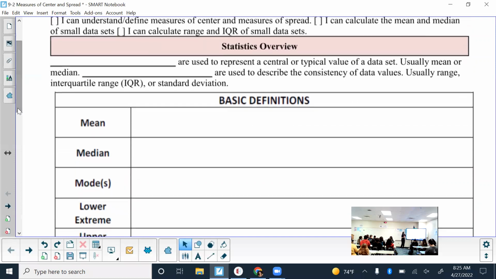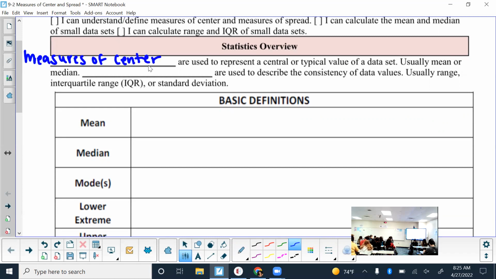For the first blank that you are going to fill in, that is measures of center. Measures of center are used to represent a central or typical value of a data set. So that's usually a mean or median.